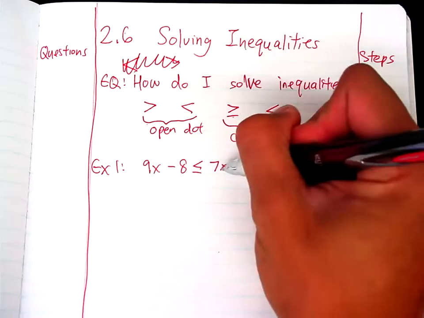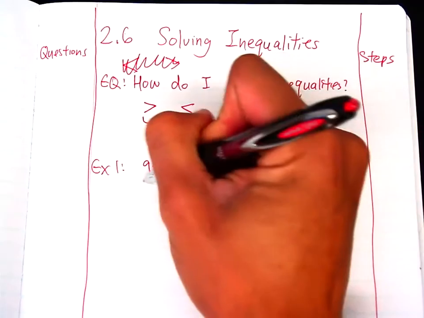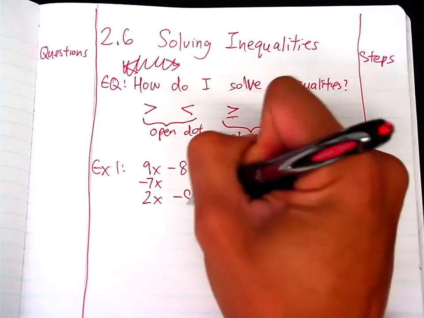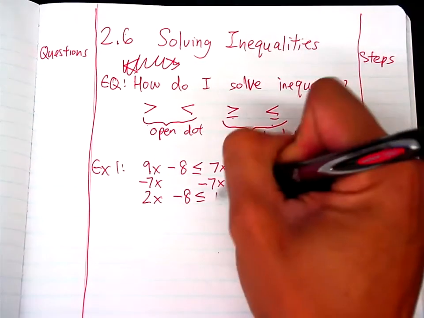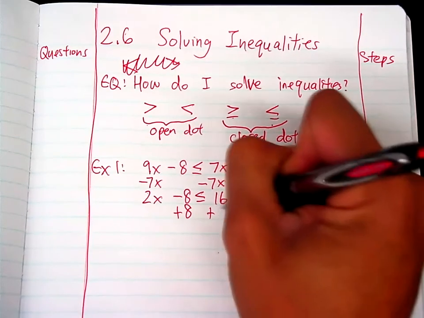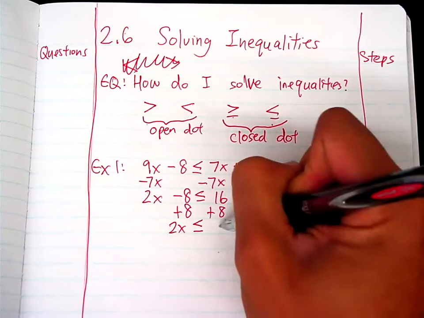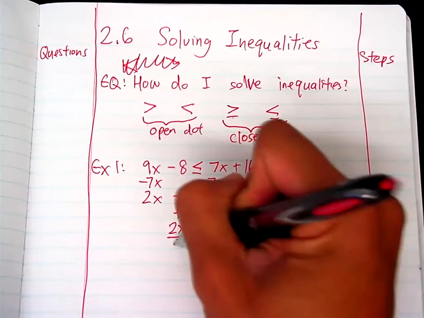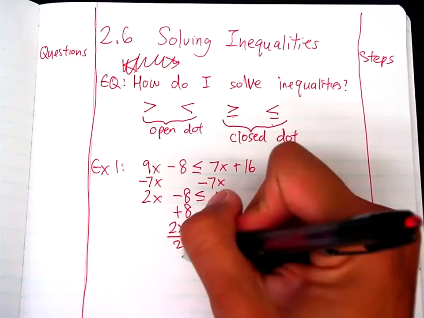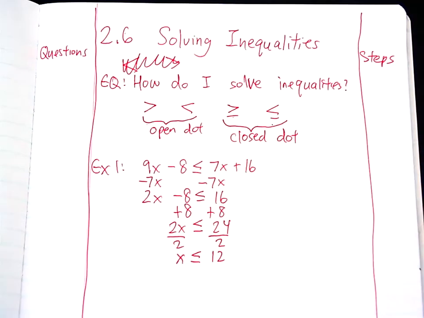Right now, I want all the x's on one side, so I'm going to subtract 7x. Then I'm left with 2x minus 8 is less than or equal to 16. I'm going to add 8 on both sides. Then I will have 2x is less than or equal to 24. I'm going to divide by 2. Now I'm dividing by a positive number, so I don't have to switch the sign. So it's x is less than or equal to 12.